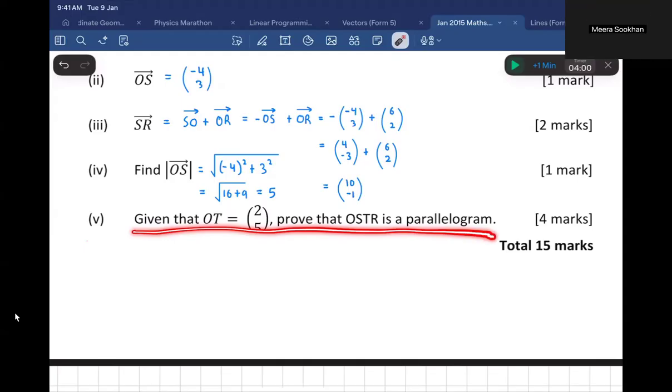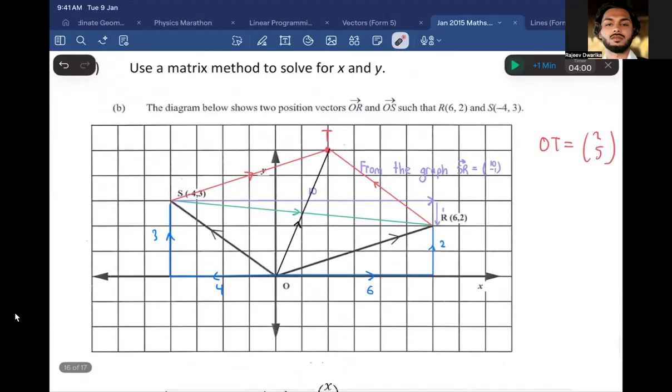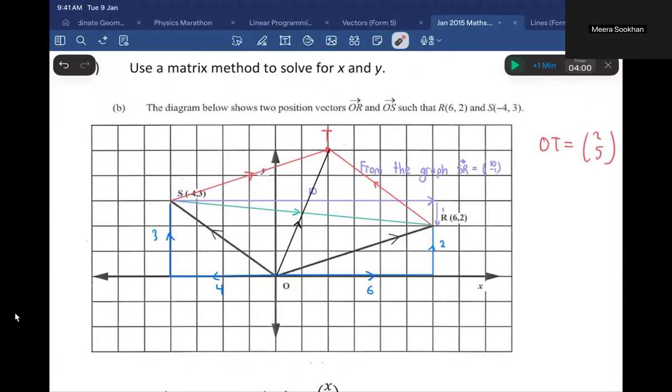If they're telling you that O to T is 2, 5, I want you to go on the graph and put vector O to T. And then I want you to connect the points so you can see the parallelogram. Understand? Once you can see the parallelogram, you could see where you had to prove.